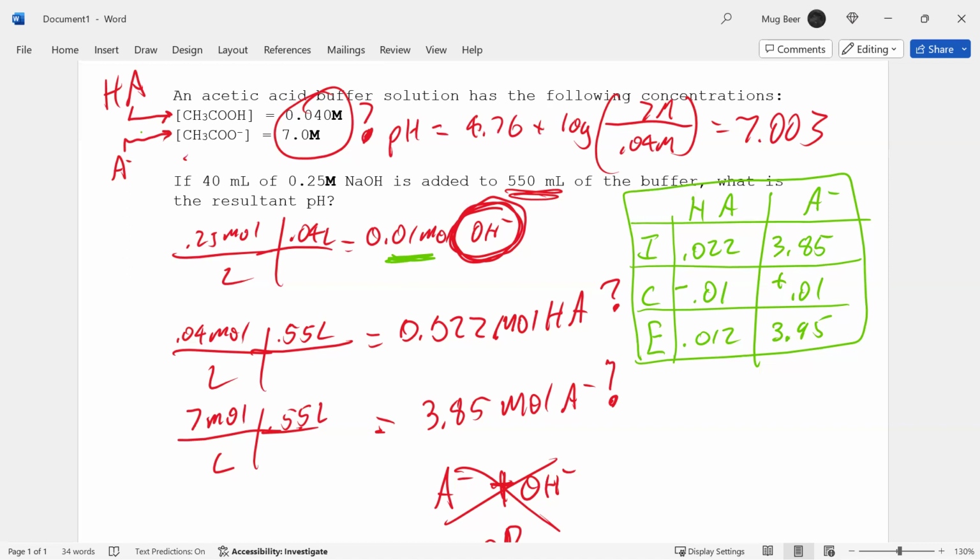So then I can use my Henderson-Hasselbalch equation again. So pH is equal to 4.76 plus log, and I put the acid in the denominator, so 0.012, and the base in the numerator, 3.95. And then see what this looks like: 4.76 plus log 3.95 divided by 0.012, close parentheses, equals. Okay. So my new pH equals 7.3.